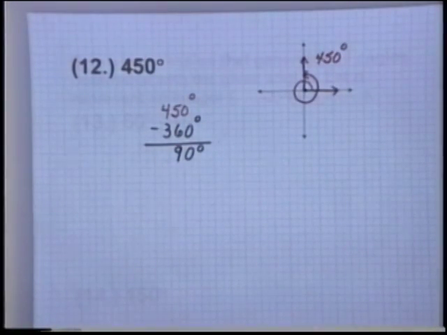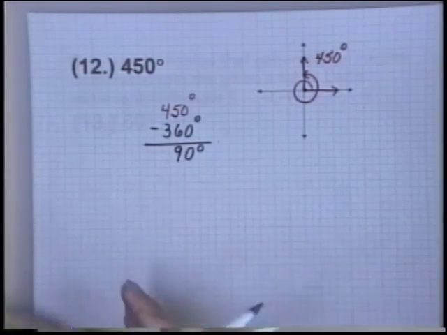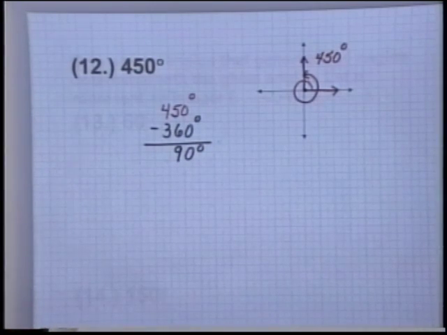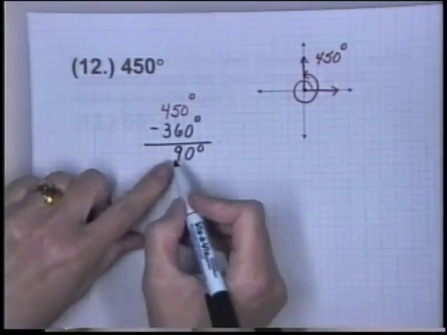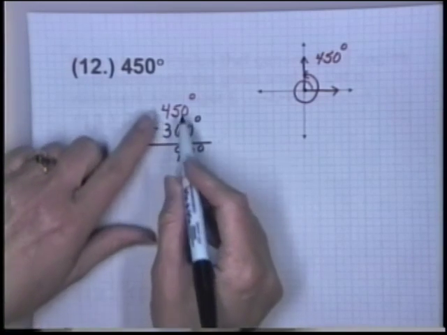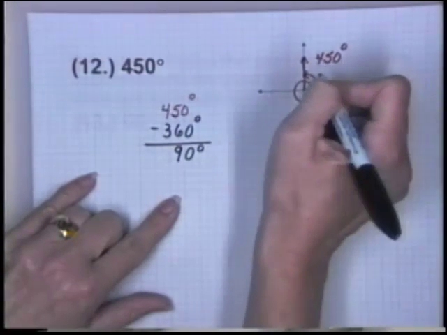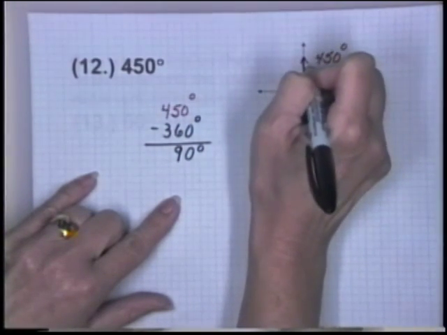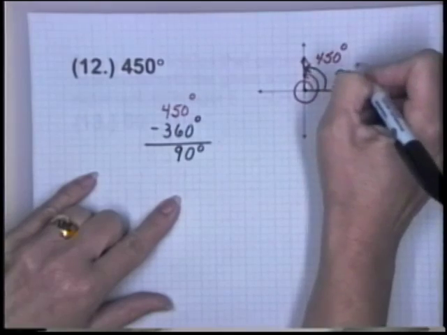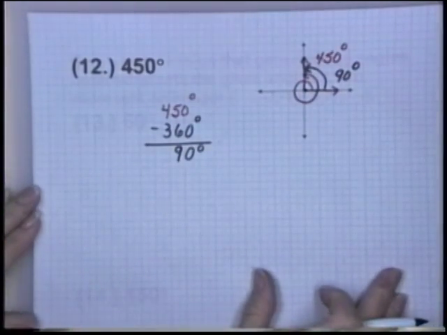Remember, quadrantal angles have their terminal sides on either the positive or negative x-axis or the positive or negative y-axis. Now, what is the smallest positive angle that is coterminal with 450? Well, actually, we found it right here, didn't we? By subtracting 360 degrees from 450 degrees. That smallest positive angle would be 90 degrees.